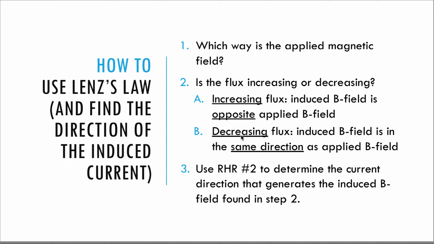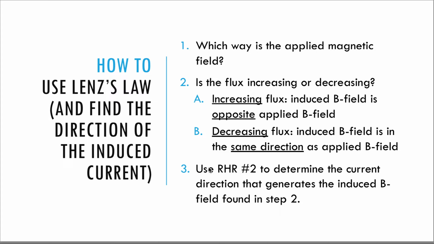Now, if the flux through the loop was decreasing, then the induced field will be in the same direction as the applied magnetic field. Again, it's opposing the change in the flux. If the flux is decreasing, the field wants to be in the same direction to augment that original field that's decreasing, so now you're trying to make it increase again to oppose the fact that it was decreasing. So you just ask yourself these 2 questions. And the third step, now that you know which way the induced magnetic field is going to be, use right-hand rule number 2 to figure out the direction of the induced current that will generate that induced field you just found.